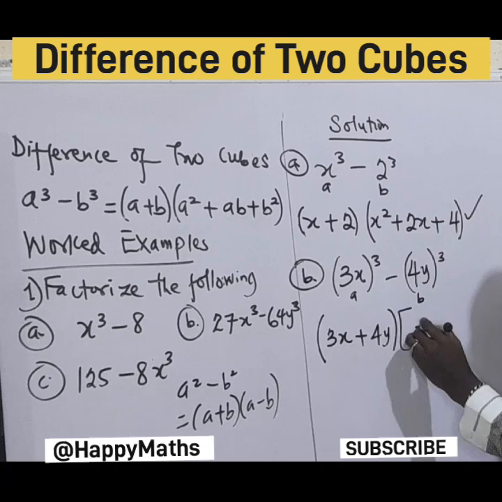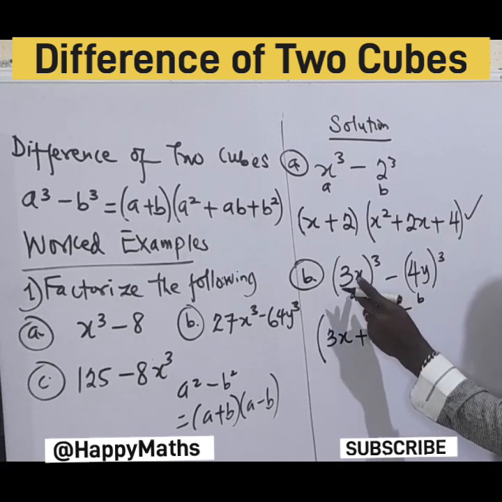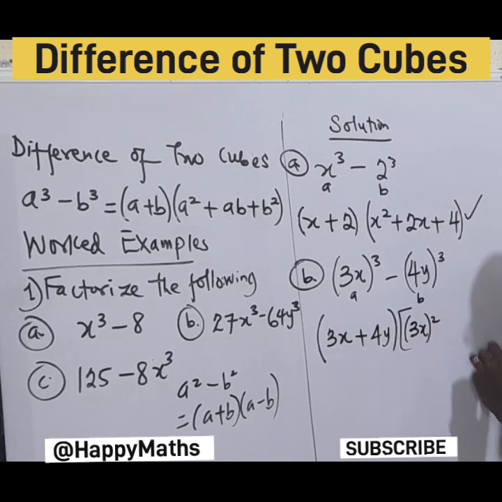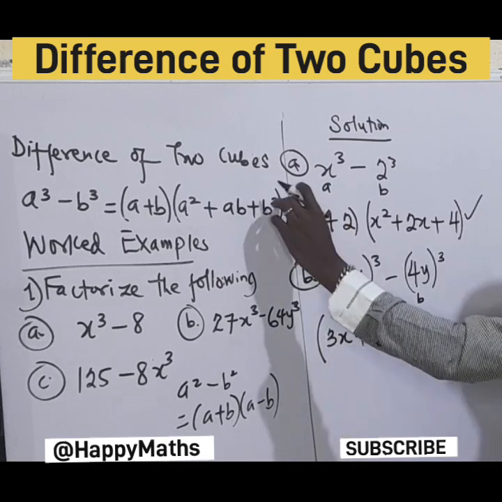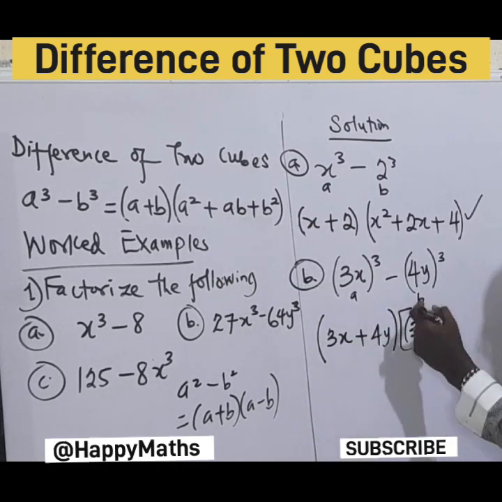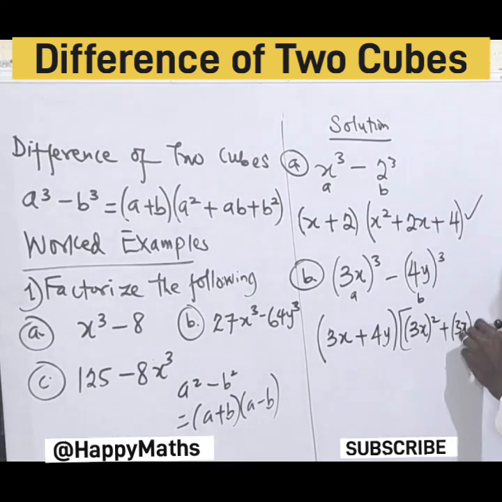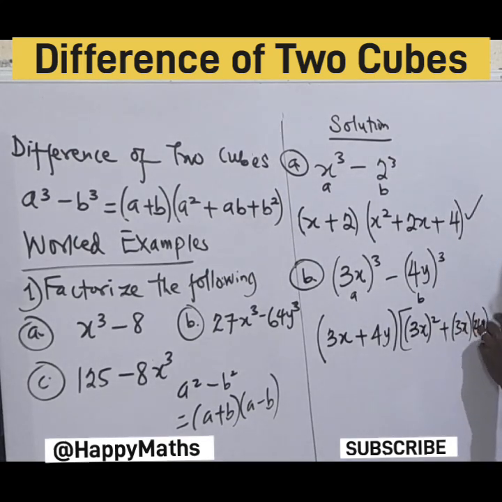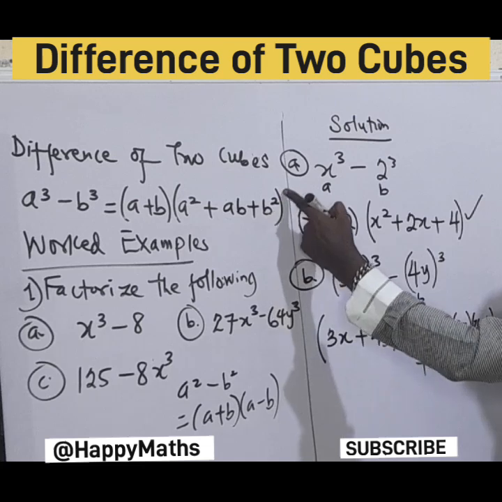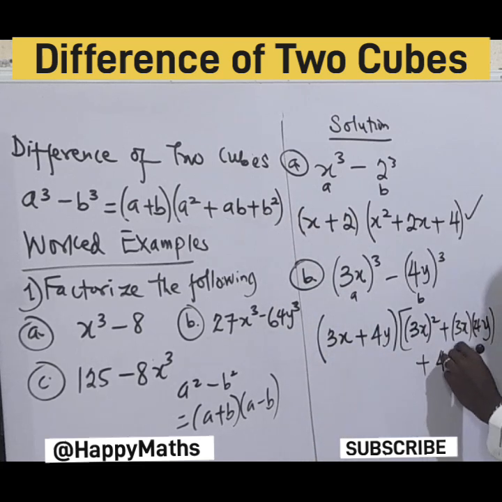a squared, which is, this is a squared, so we can take it as 3x squared. 3x, the bracket, then you bring the square, then plus ab, we are multiplying them, this 3x into 4y. Let me write it legibly, 4y. Then we come here again, plus, we have it as 4 squared, so this is 4y squared.